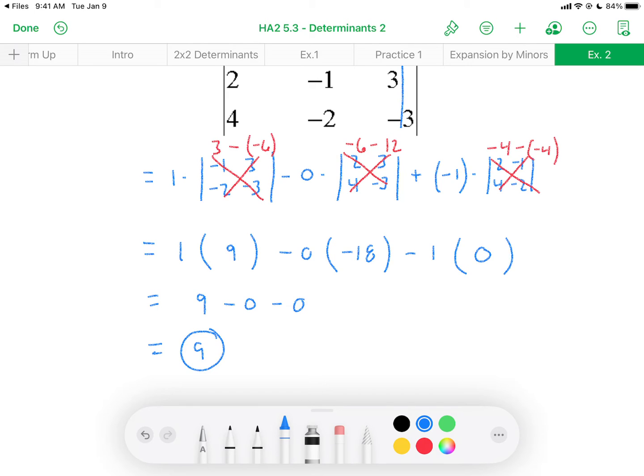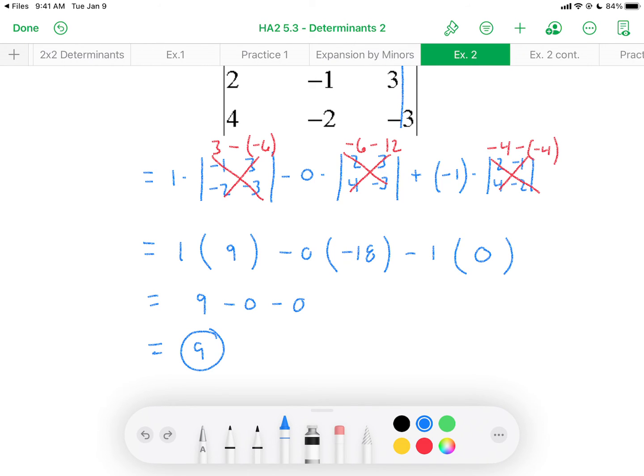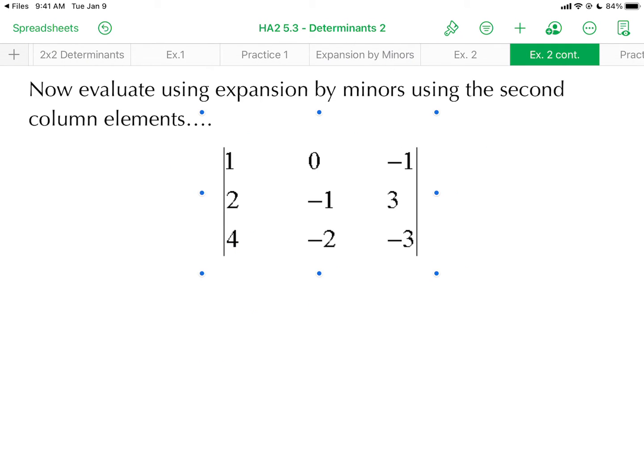Any questions on that? Okay, so now let's move to the next one. Notice it's the same matrix elements, but my directions have changed a little bit. It says now evaluate using expansion by minors and the second column elements. So there's several different ways this can be done. I've only shown you so far how to do it with the first row elements, okay?